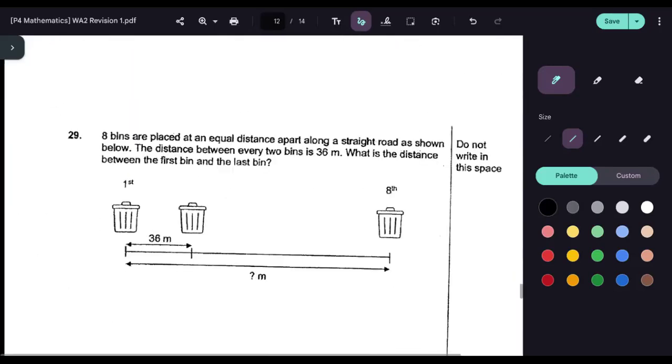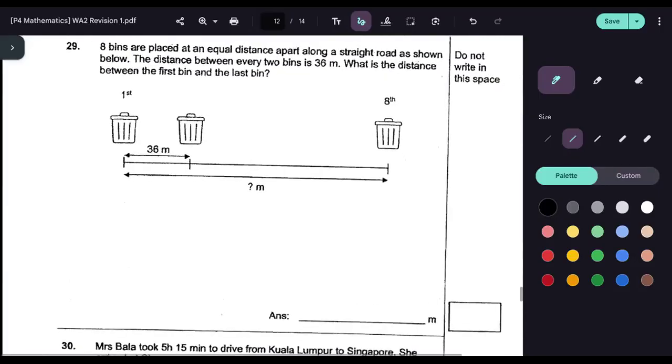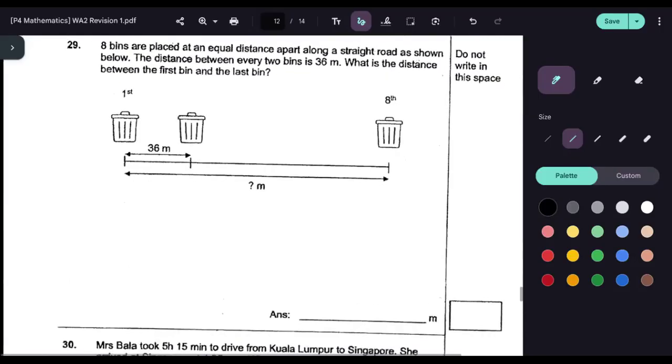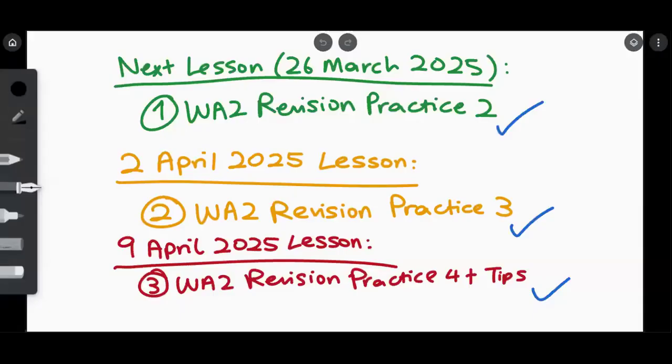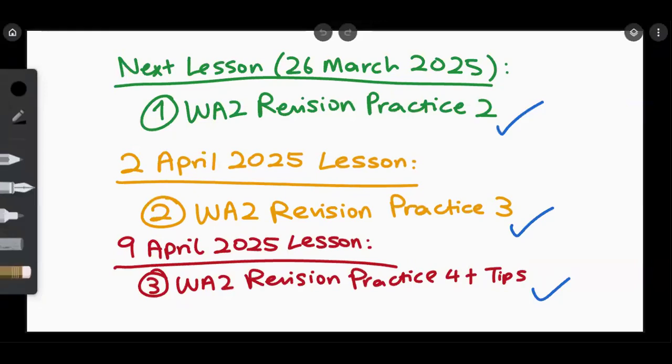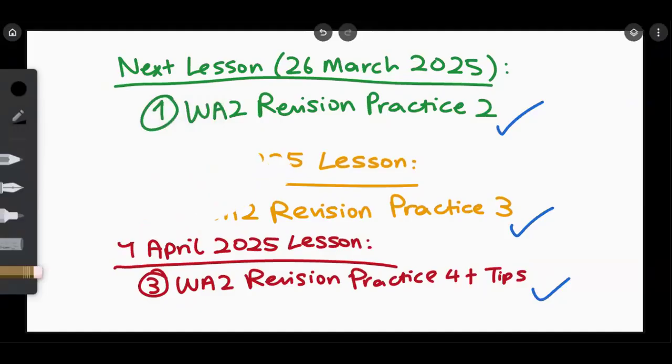Now next lesson we are going to finish the rest of this, which is question 29 onwards. Okay, let me stop my share first. Yeah, so I'm supposed to share this, and what is going to come next lesson. Okay, so next lesson we are going to be doing WA2 revision practice 1. Okay, sorry, this is from other class.